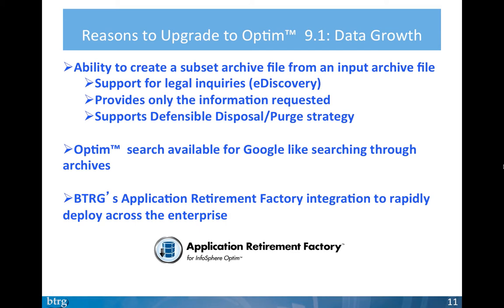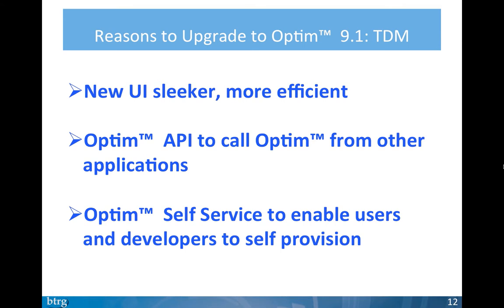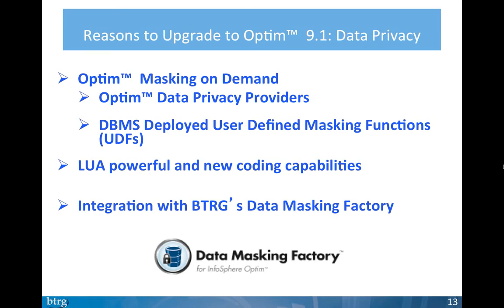And we've fully integrated that with 9.1 now, so that really supports your data growth initiatives. On the test data management front, there's a new UI which is sleeker and more efficient. We have a new API that you can actually call Optum from other applications. And there's greater support for self-service capabilities that will allow your users and developers to self-provision testing environments. And we'll give you more details on that.